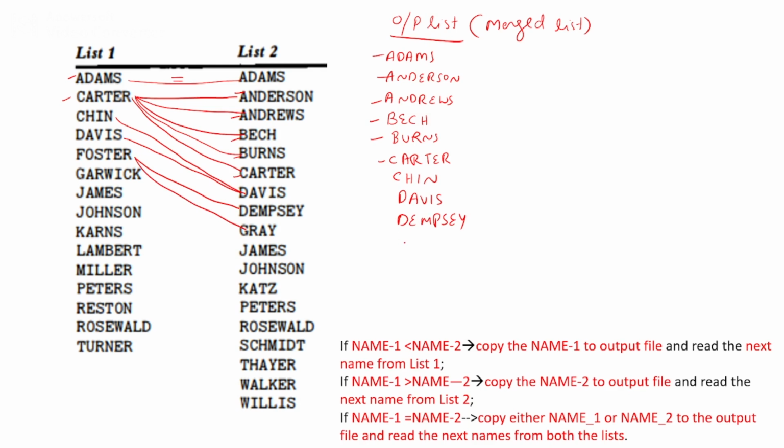So Foster and Gray, I need to write Foster. Then I need to go to the next name in list 1. Garwick and Gray, I need to write Garwick. Then James and Gray, I need to write Gray. Then the next will be James and James, I will write James. Okay, I'll continue the list over here. Now Johnson and Johnson, I will write Johnson.